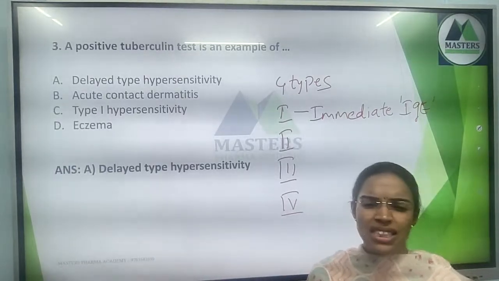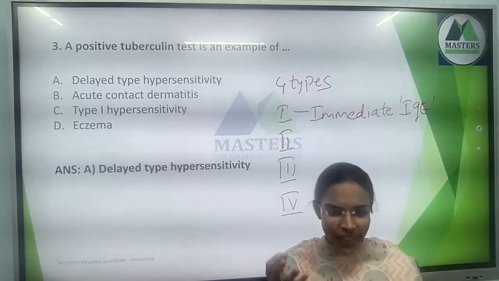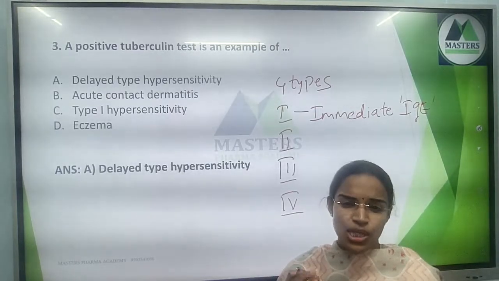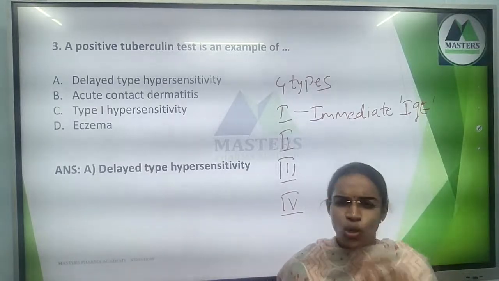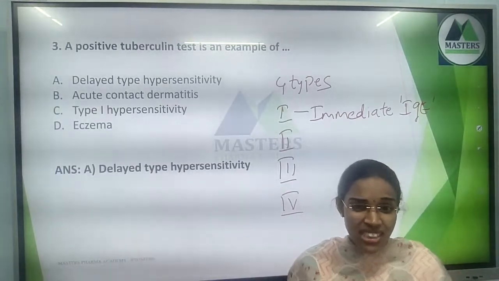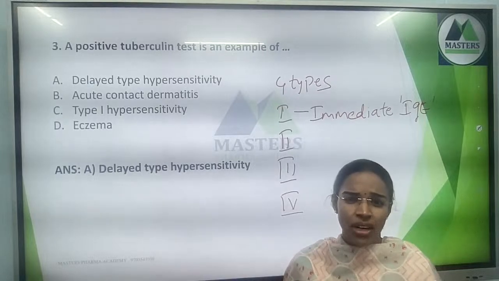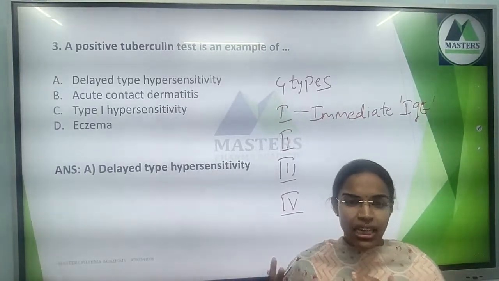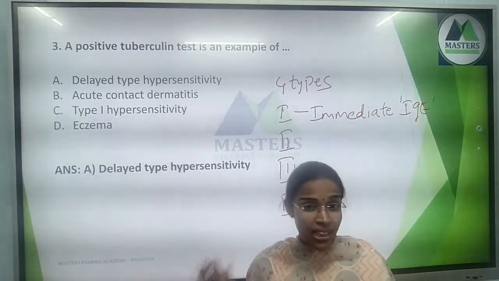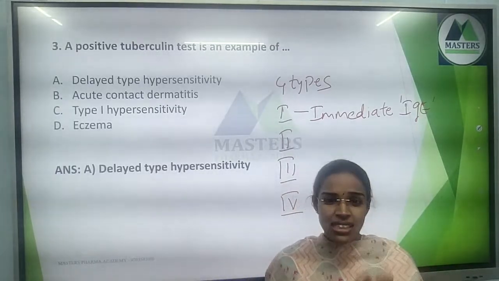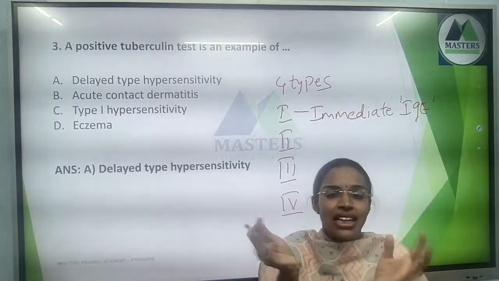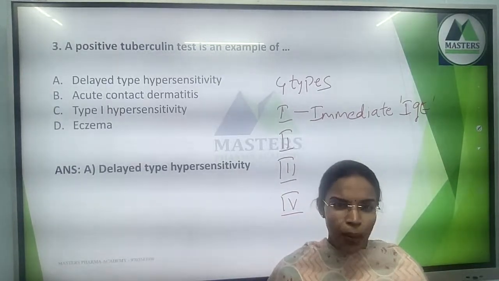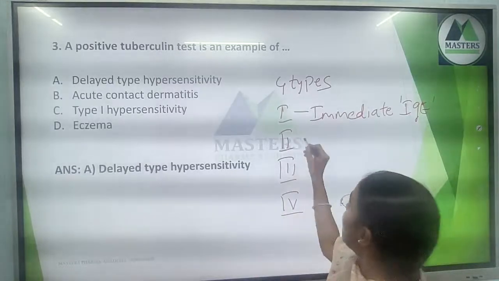Examples of immediate hypersensitivity? Common cold, cough, eczema, allergic reactions, rashes, dermatitis. These all come under immediate hypersensitivity. When we are sensitive to an antigen which sensitizes our body, and our body immediately reacts to it, it is known as immediate hypersensitivity. And it is mediated by IgE.